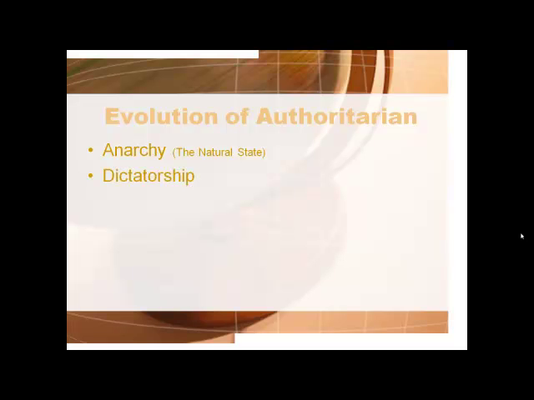Second is a dictatorship. This is where enough people are afraid, and then they'll allow one person to take over. A monarchy is an extension of a dictatorship often, and what it is we expand on and try and stabilize a dictatorship. And then we have totalitarianism, and this is the modern complex form of authoritarian government.